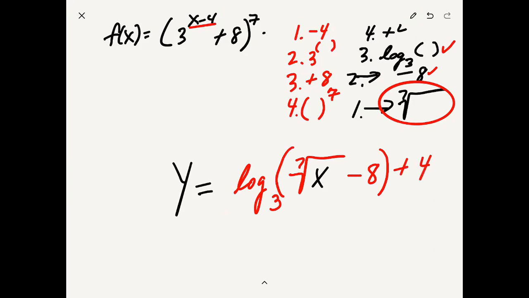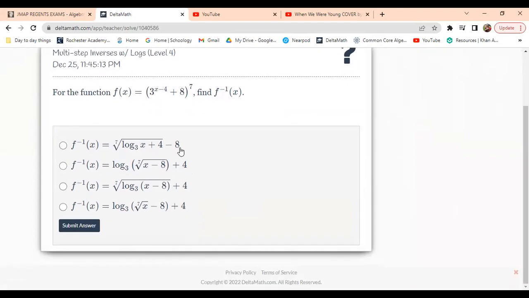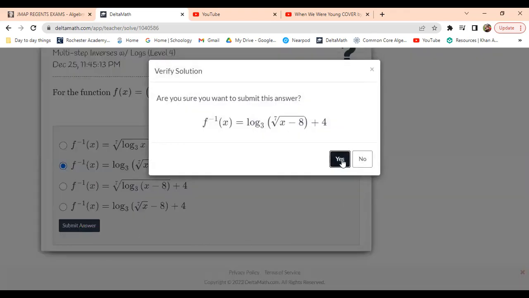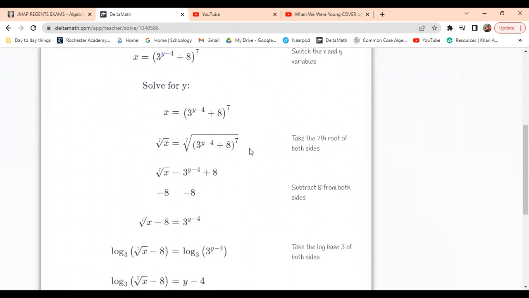So if we go back and look at the DeltaMath, we're looking for something that has +4. So we know it's not the first one. We're taking log 3, so it would be this one. Let me double check, make sure that's right. Yep, that's it. Submit it.